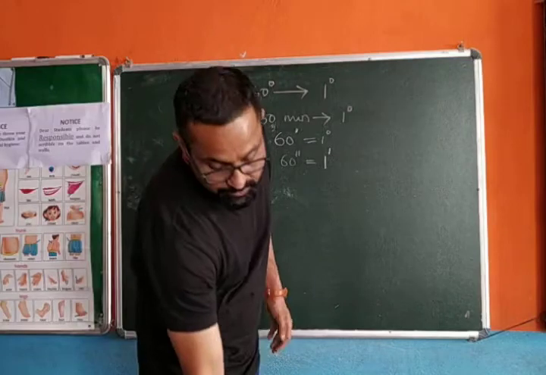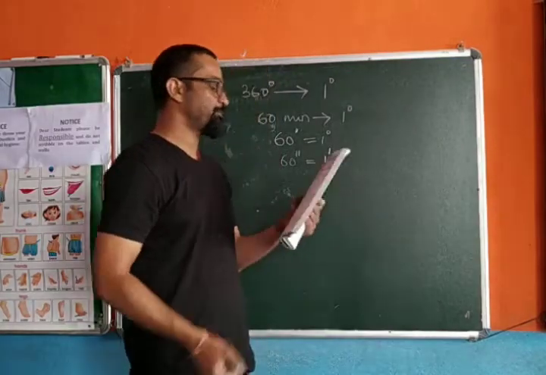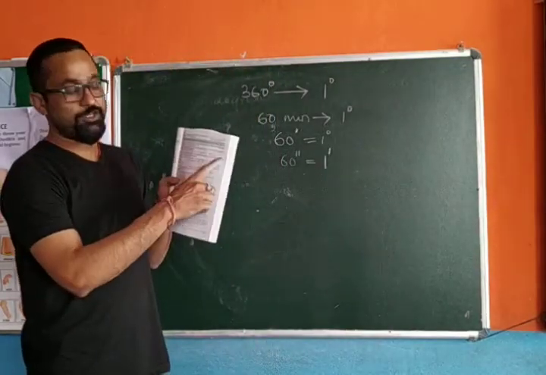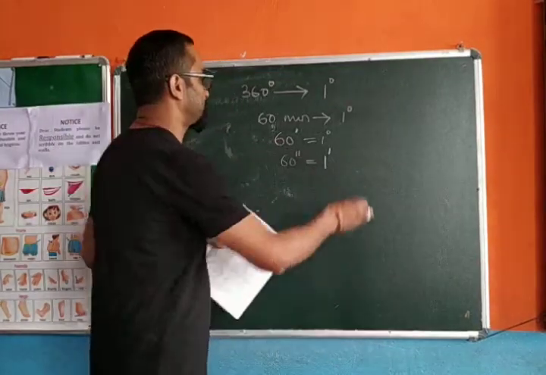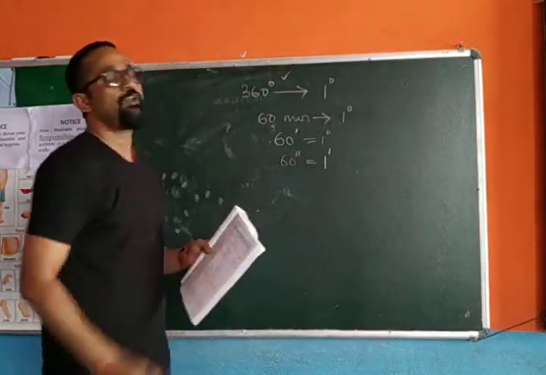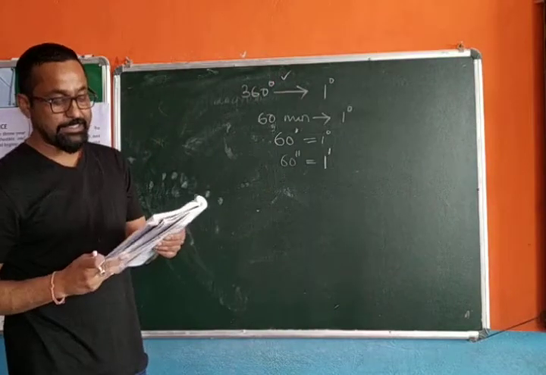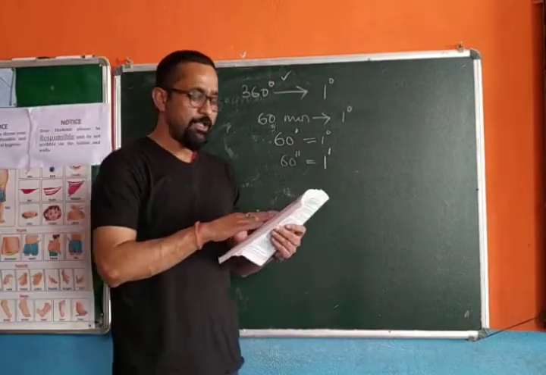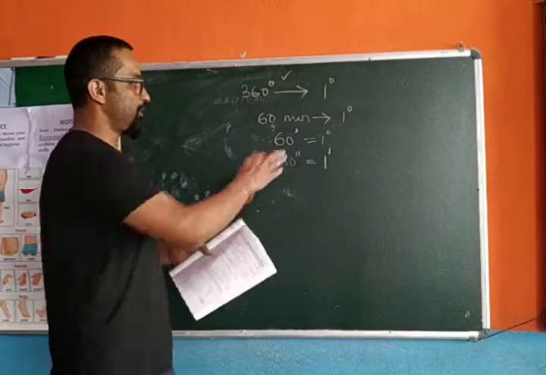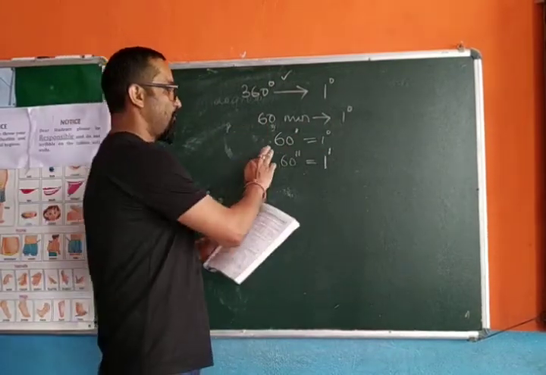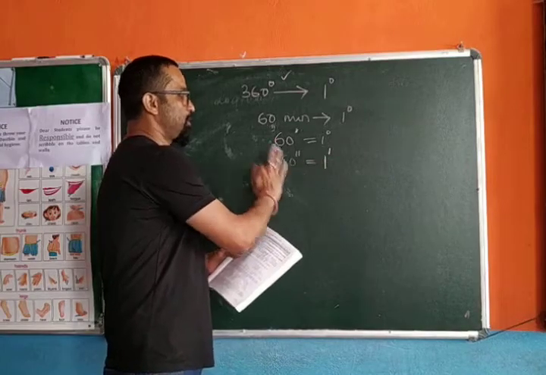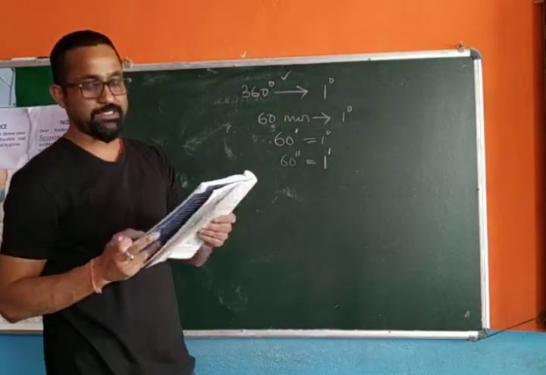So you have a table given in the book. One complete rotation is equal to 360 degree. 1 degree is equal to 60 minutes. 1 minute is equal to 60 seconds.